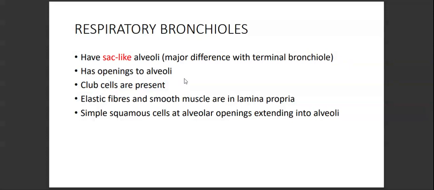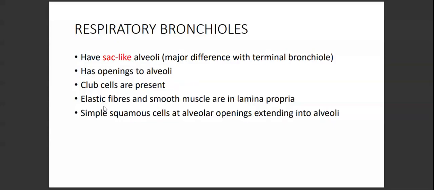Club cells are also present in the respiratory bronchioles. In general, we can say these club cells, which you also call the bronchiolar exocrine cells or the Clara cells, are only found in the bronchioles. So in the bronchi, you're not going to find these cells. You're not going to find these cells in the alveoli. No, they are found in the bronchioles.